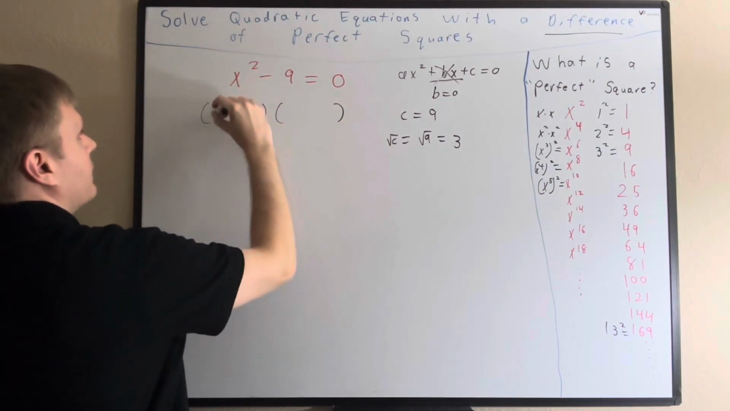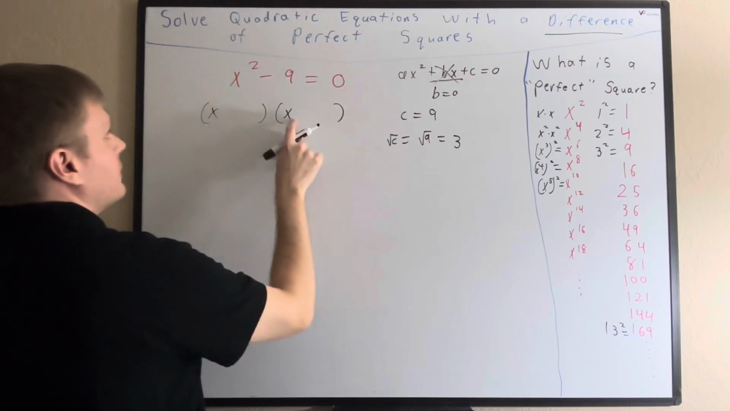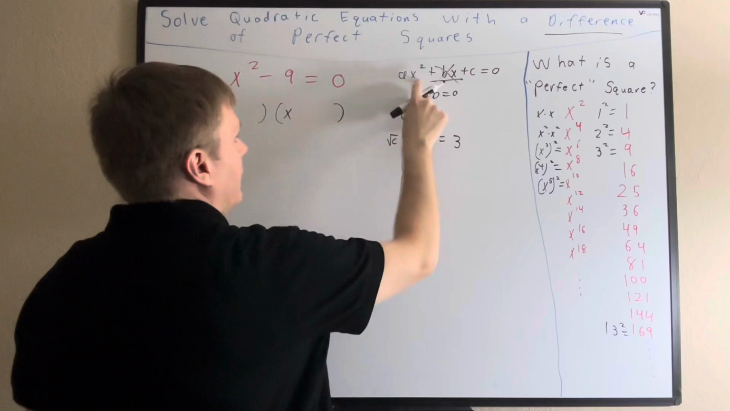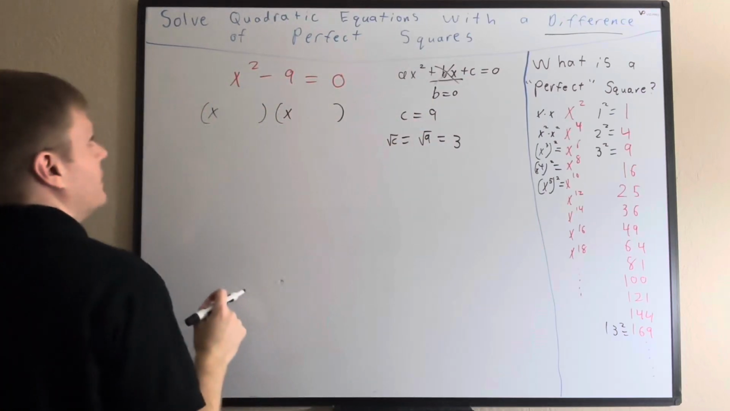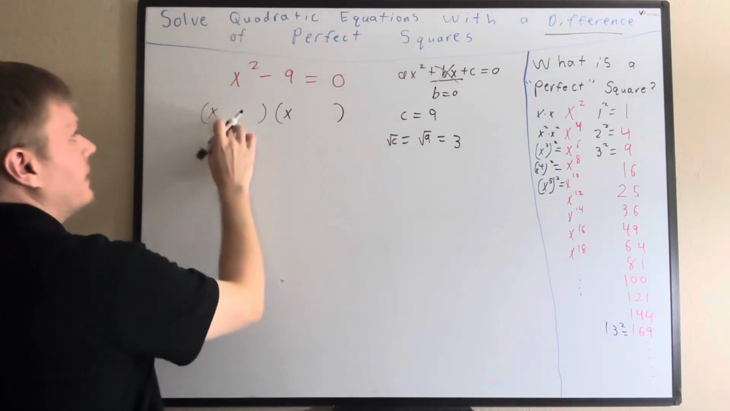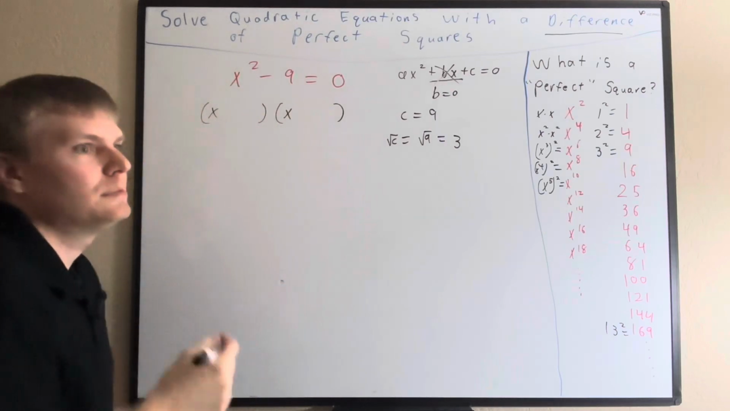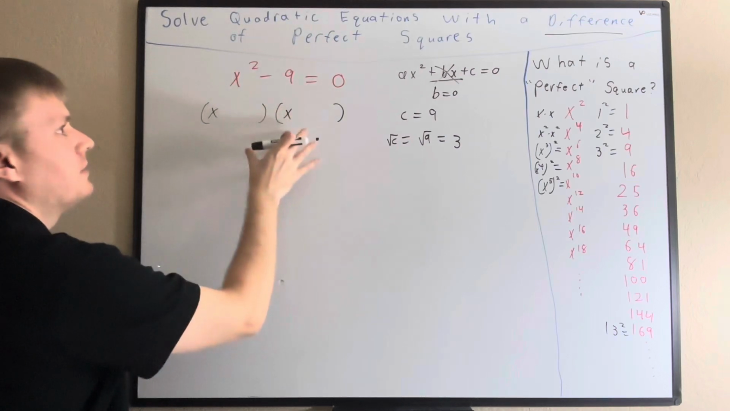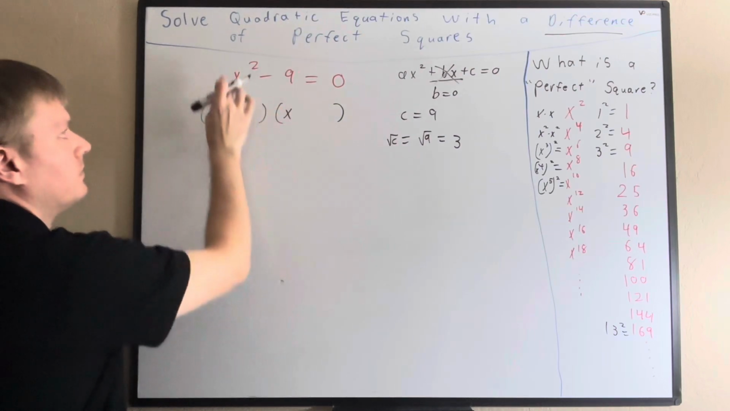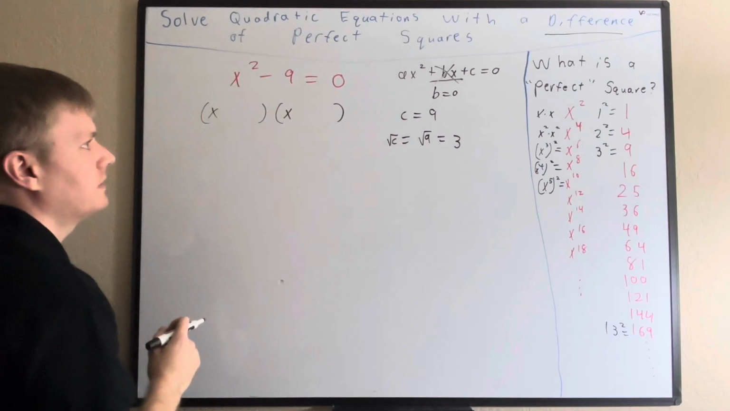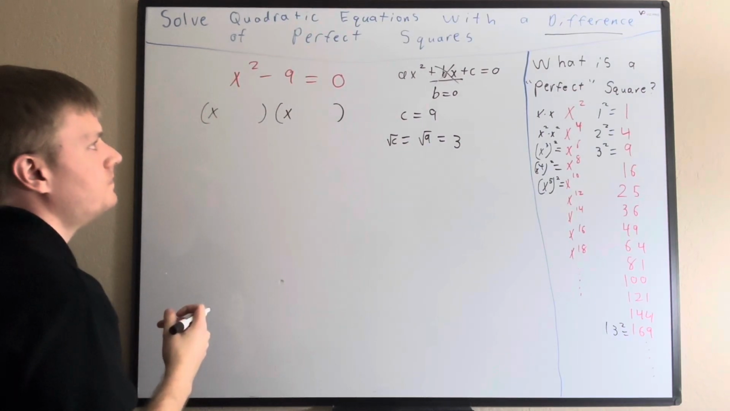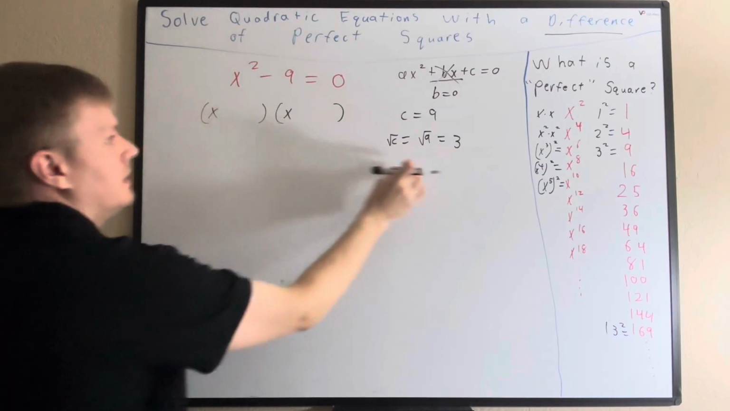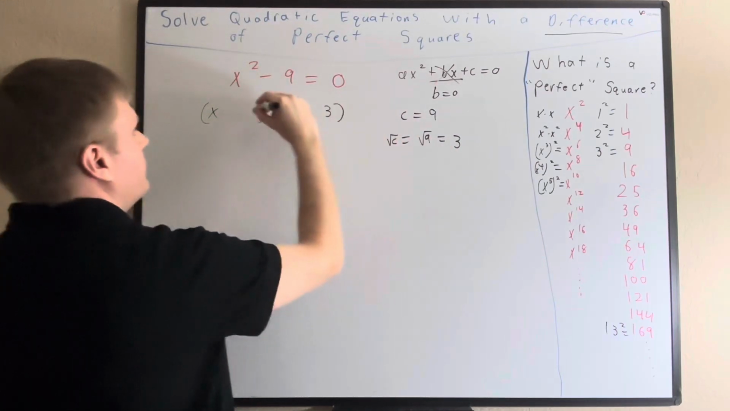Now, x is no longer x squared, it's just x, right? That's the square root of ax squared. So we're kind of doing the same thing there, but you'll see that's the similarity between normal factoring and difference of perfect squares factoring. It's kind of the same thing. But here's where things take a turn. So we have 3, right? Both of these are going to be 3.